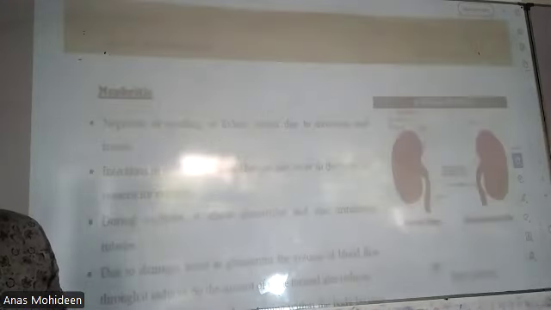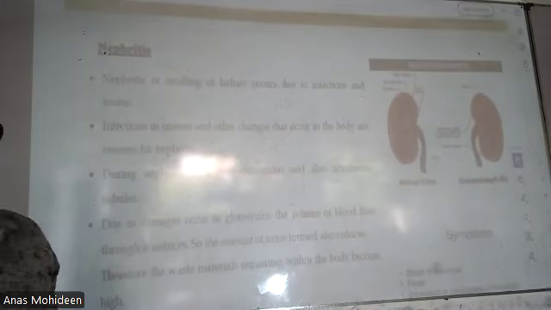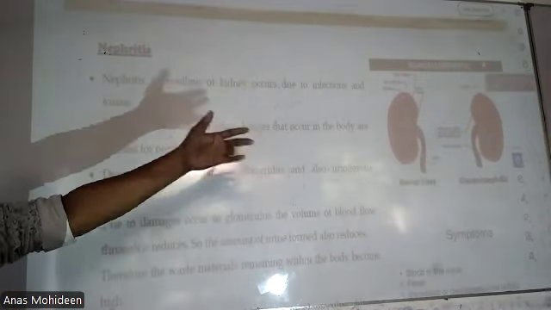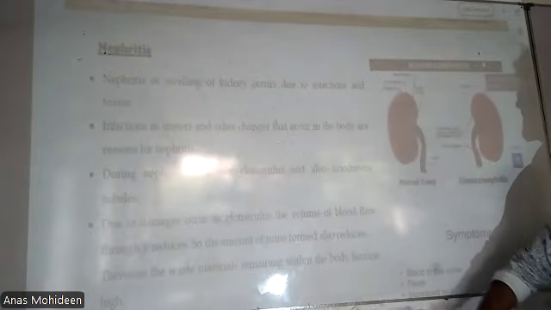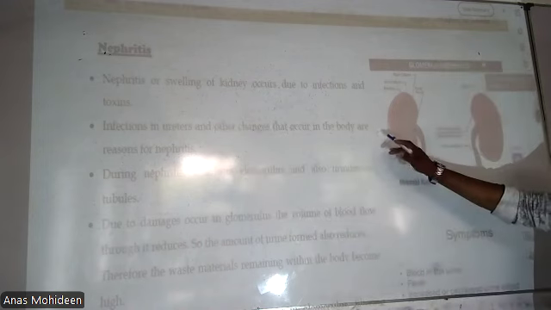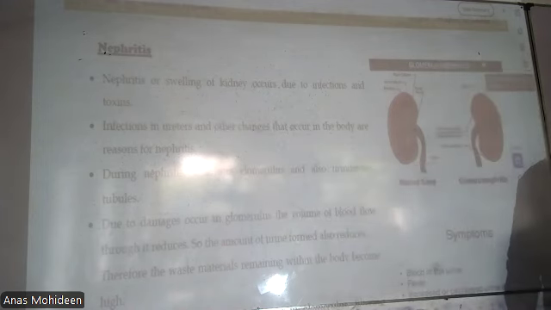So that is one thing about renal failure, and the other one is nephritis. Nephritis means the kidney is getting swollen. Swelling of the kidney occurs due to infections and toxins, maybe because of poisons. Infections in the ureters and other changes that occur in the body are reasons for nephritis. Medicines can also affect it.